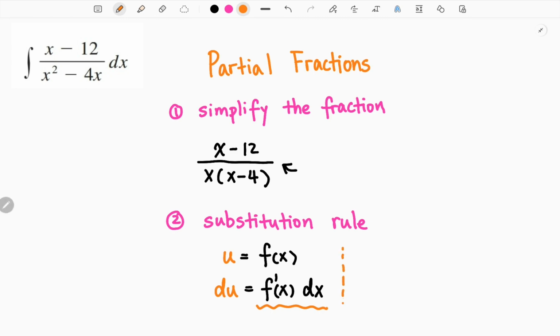A quick example here, if we set our u to be x squared minus 4x, then our du would be 2x minus 4 dx. And you realize this part does not exist in your fraction. Therefore, you couldn't use the substitution rule in this question either.